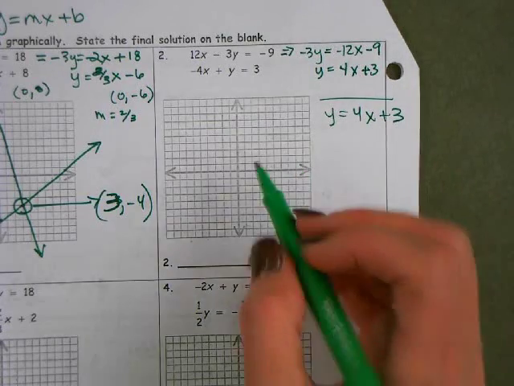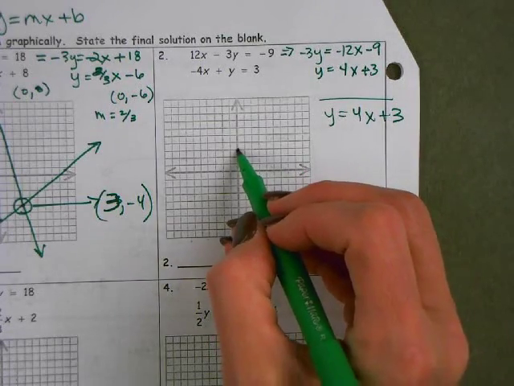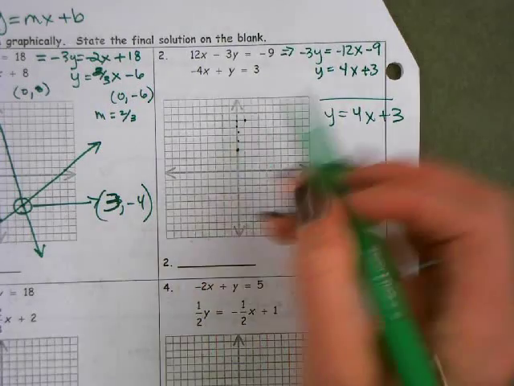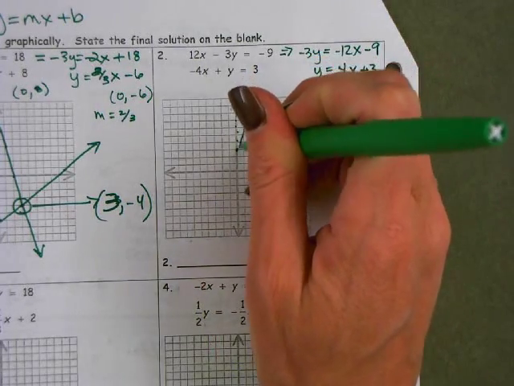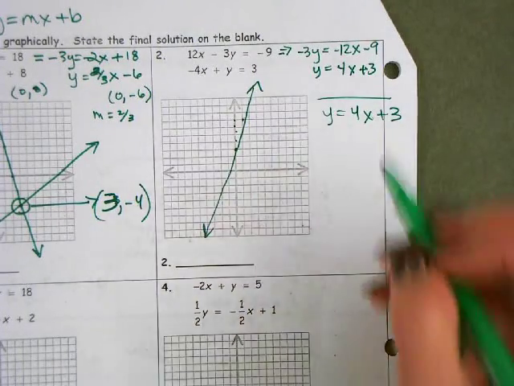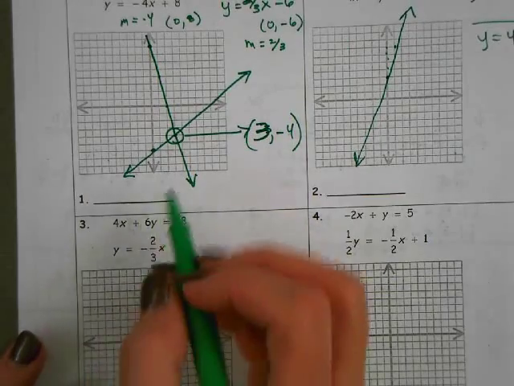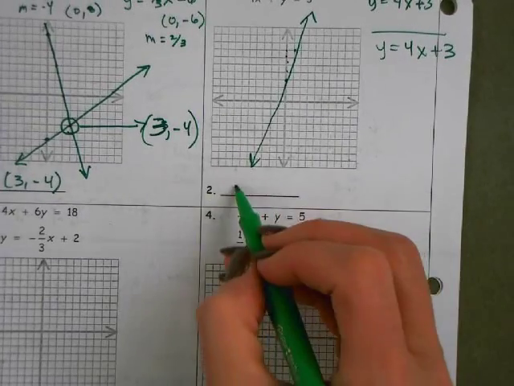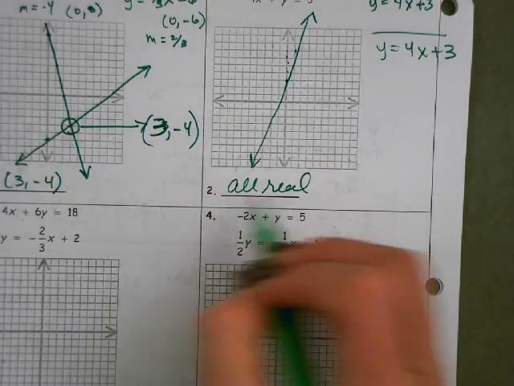If I graph that, I'm going to go (0, 3), and then I'm going to go up 4 over 1. Okay, and it looks something like this. Straighter line would be good, and that's it for both. So here the solution on number 1 is going to be (3, -4). Here the solution for 2 is going to be all real numbers. Okay?